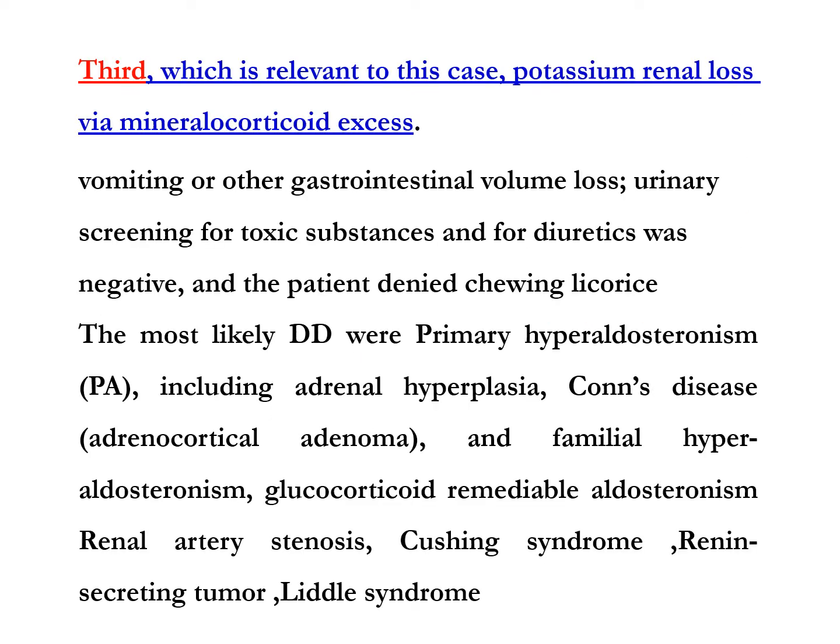The third category, which is relevant in our case, is the loss of potassium, including renal loss of potassium via mineralocorticoid excess. Other causes, like GI loss of potassium, vomiting, and gastrointestinal volume loss were excluded, and the urinary screening for toxic substances like amphotericin B was negative, and for diuretics was negative, and the patient denied ingesting licorice.